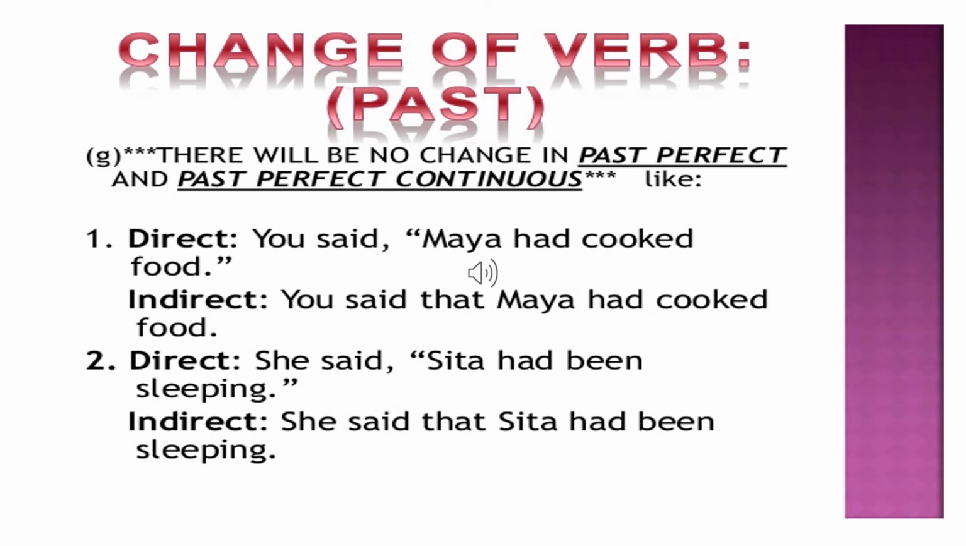If the tense in the direct speech is in the past perfect or past perfect continuous form, then in the indirect speech there will be no changes, meaning the tense remains the same. For example, you said, "Maya had cooked food." In the indirect speech also the tense remains the same. You said that Maya had cooked food.